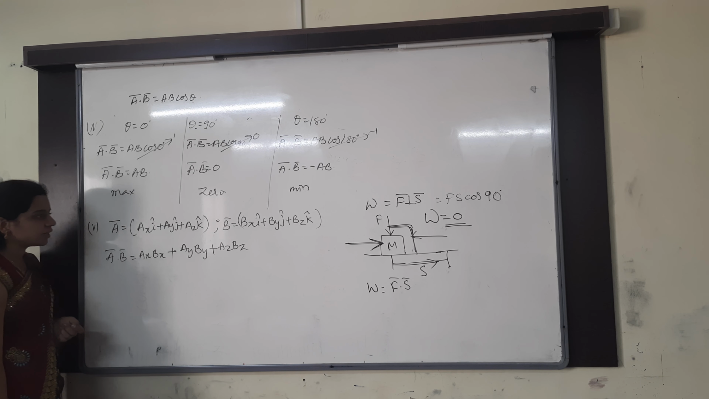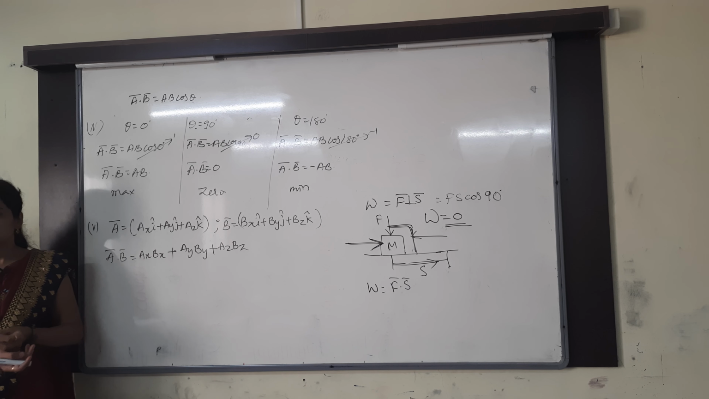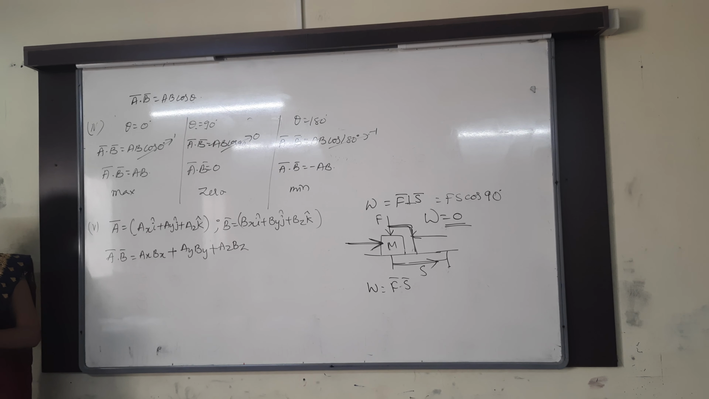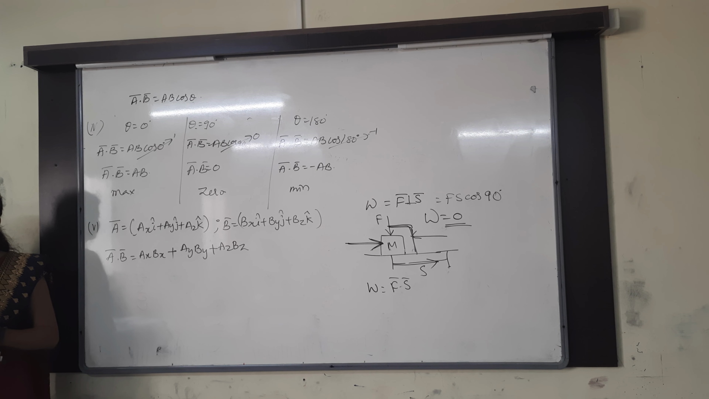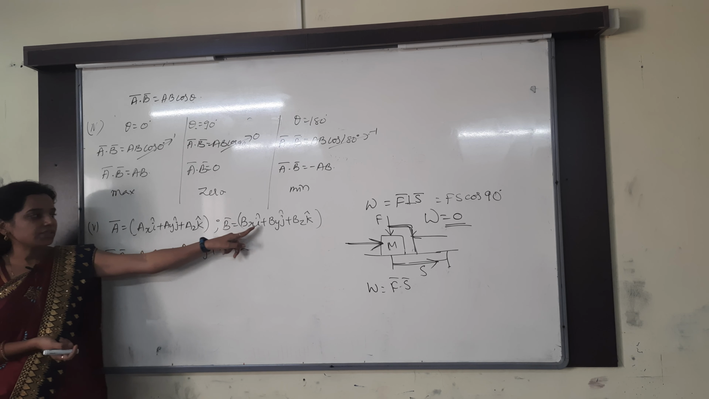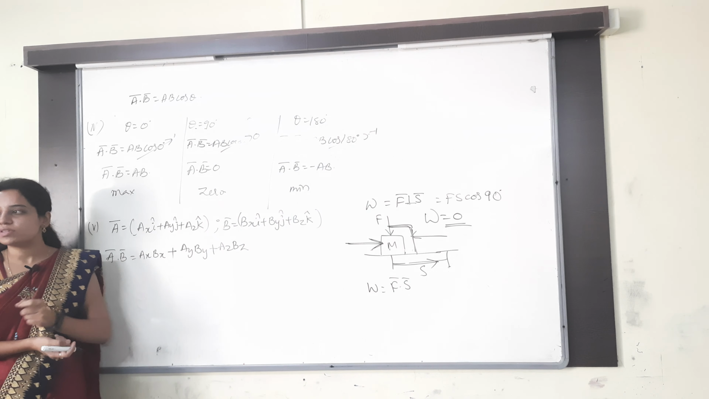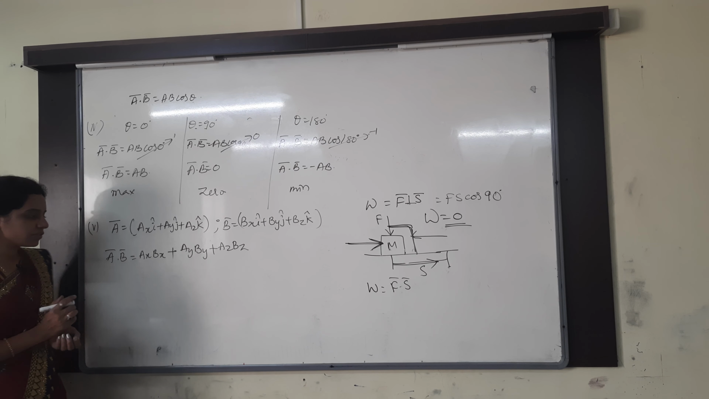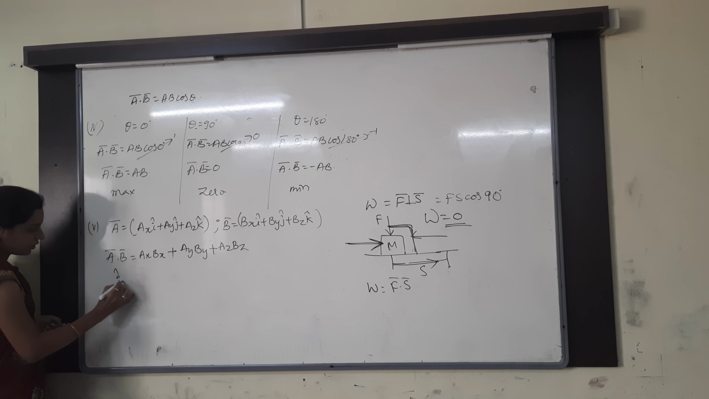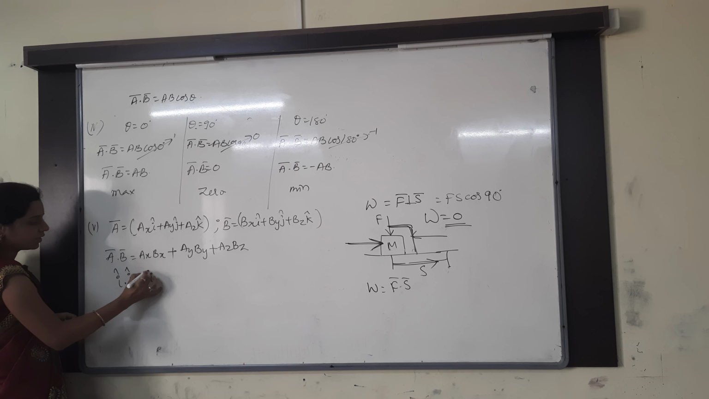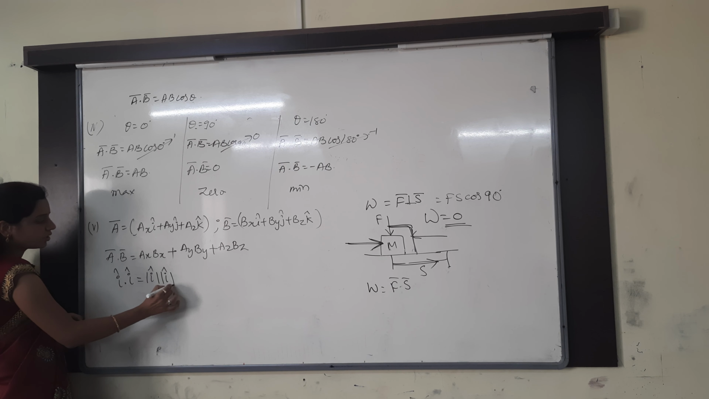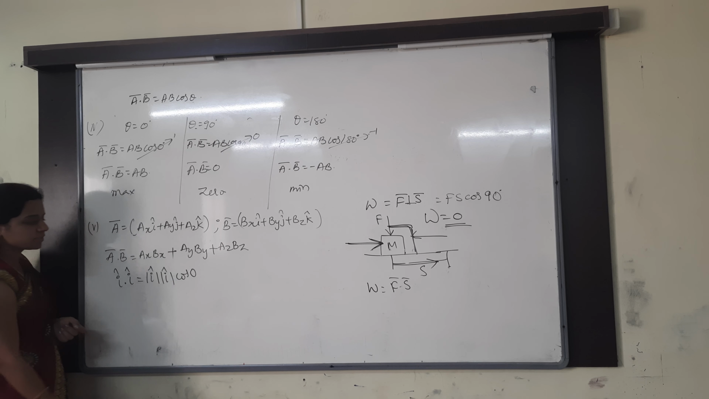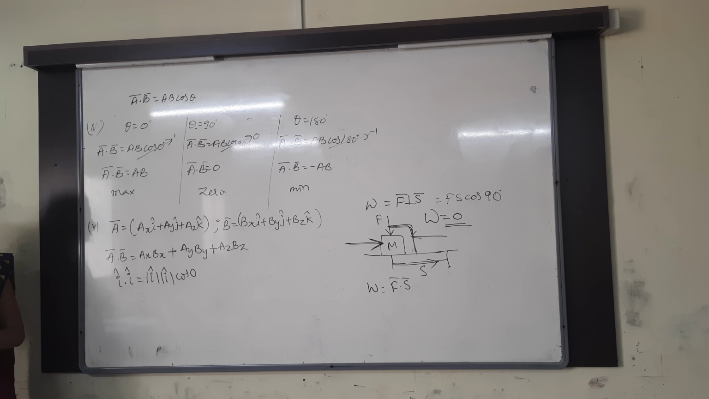Now I have one doubt: what about I dot I? I dot I is 1. What is the angle between them? I cap indicates the X axis. This I cap also indicates the X axis only. What is the angle between them? 0 degrees. So listen, I cap dot I cap is nothing but, what will you get from the formula? Modulus of I cap, modulus of I cap, cos theta. Cos theta between them is how much? 0 degrees, because both are along the x axis only.